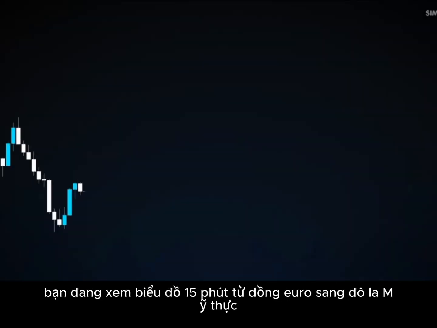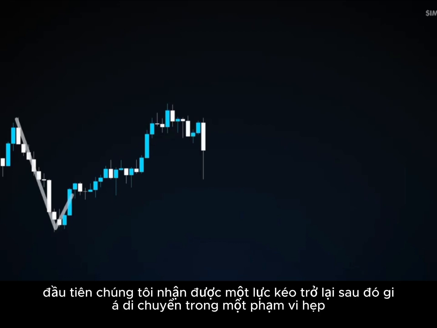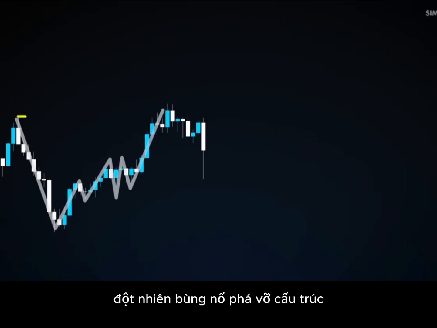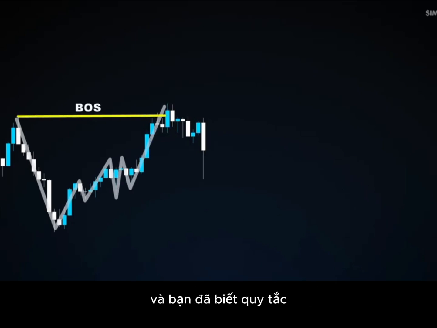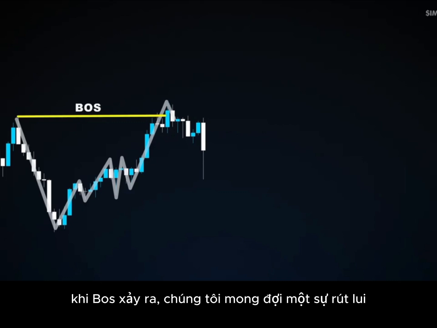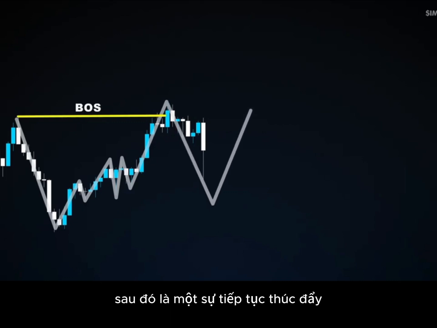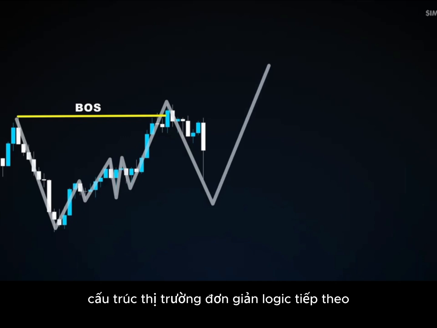You're looking at the real euro to US dollar 15-minute chart. First, we get a pullback. Then, price moves in a tight range. Suddenly, boom, break of structure. And you already know the rule. When BOS happens, we expect a pullback. Then, an impulse continuation. Simple market structure logic.